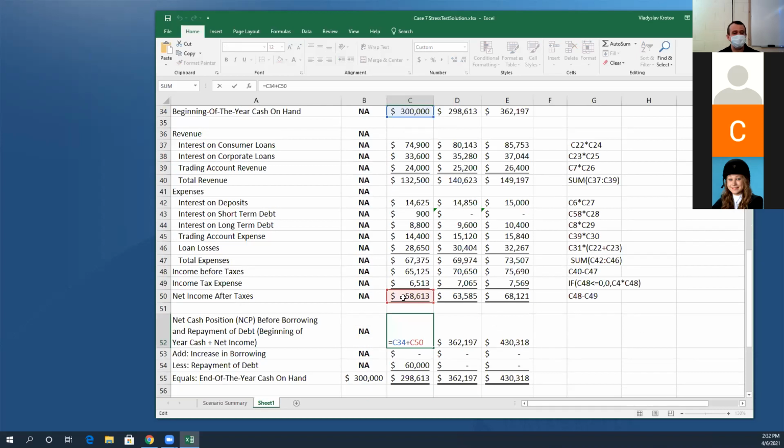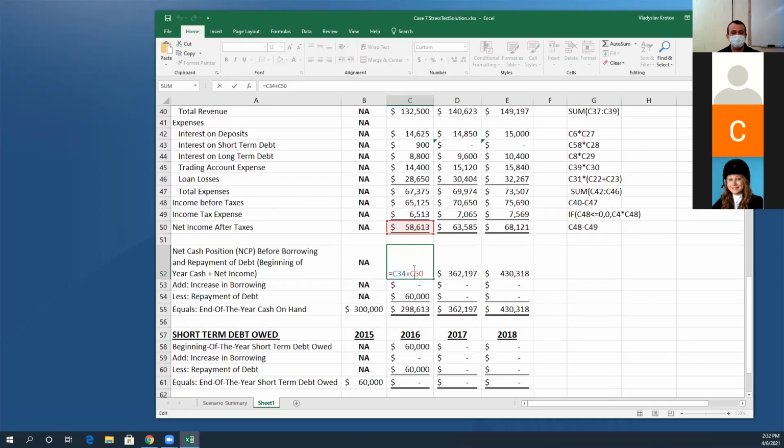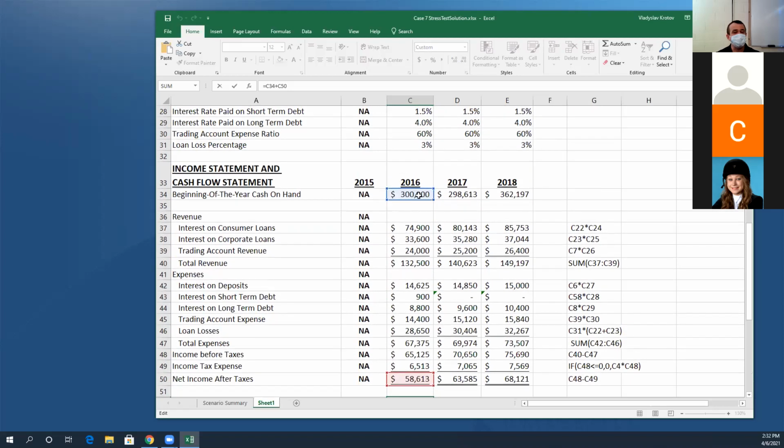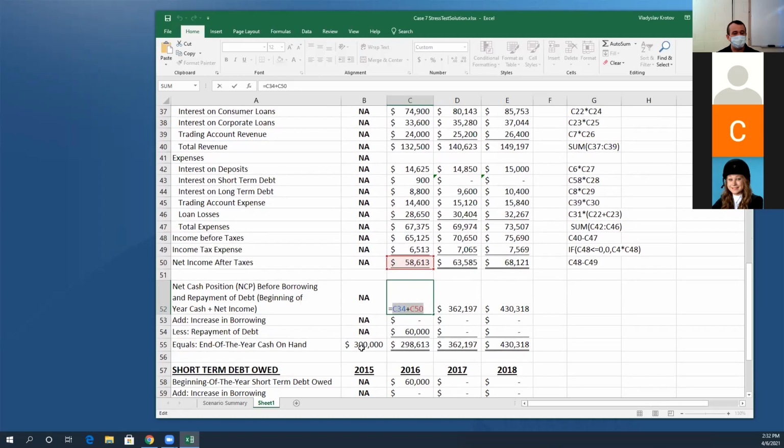By the way, there's a simplifying assumption here. We assume that the net income value is calculated on a cash basis, because in reality, a lot of those things are not on a cash basis. But for simplification purposes, it's assumed that you got this net income in cash, okay? So once again, it's C34 plus C50. We had 300,000 in the beginning of the year, which rolled over from the previous year, and we added whatever income we made. So that's the formula.